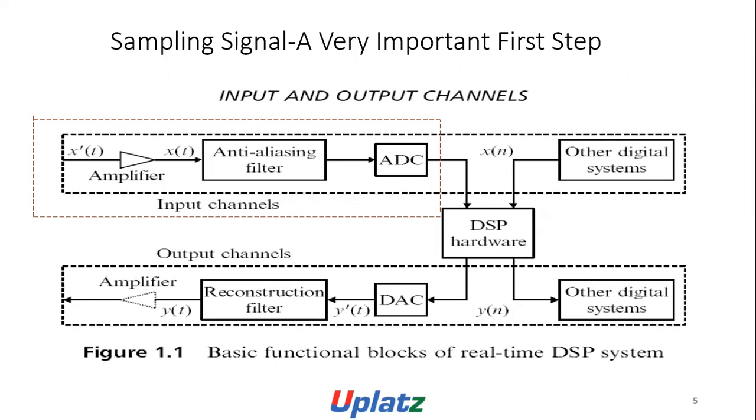The analog input x'(t) is passed through an amplifier to amplify it to get x(t), then an anti-aliasing filter and an analog to digital converter to get the digital signal. Other digital systems are added to it through the DSP processor hardware, and then from the output of the DSP hardware, the other digital systems are brought in separately, and the discrete digitized signal is passed through a DAC to get y'(t), then to a reconstruction filter with y(t), and amplified to get the results in analog form.